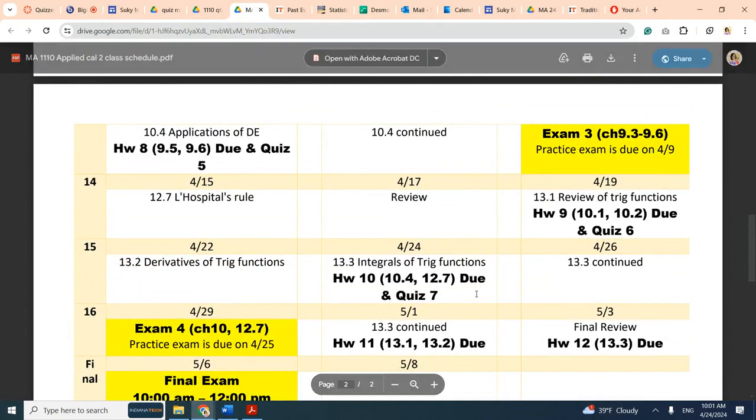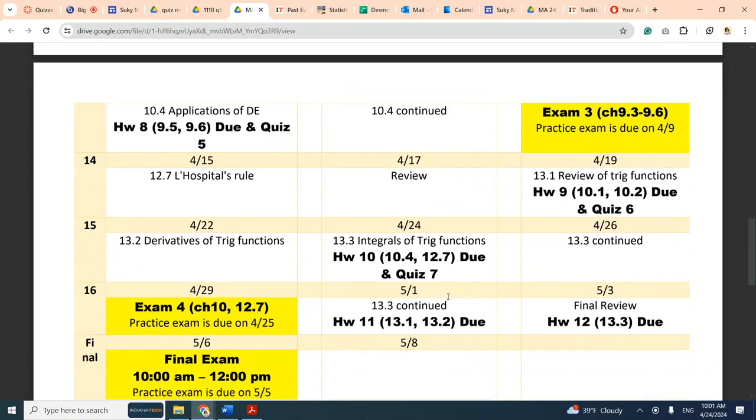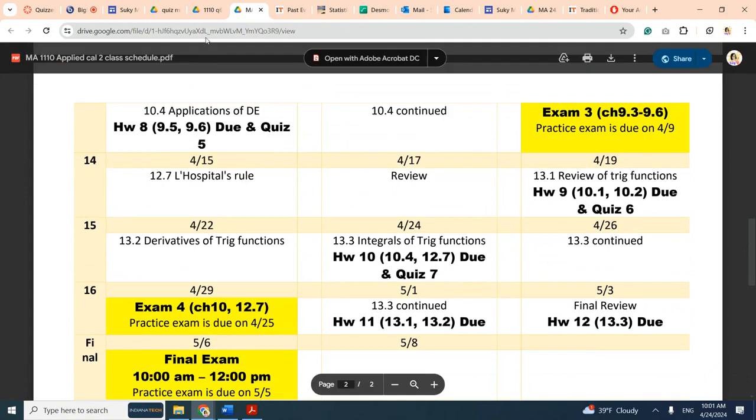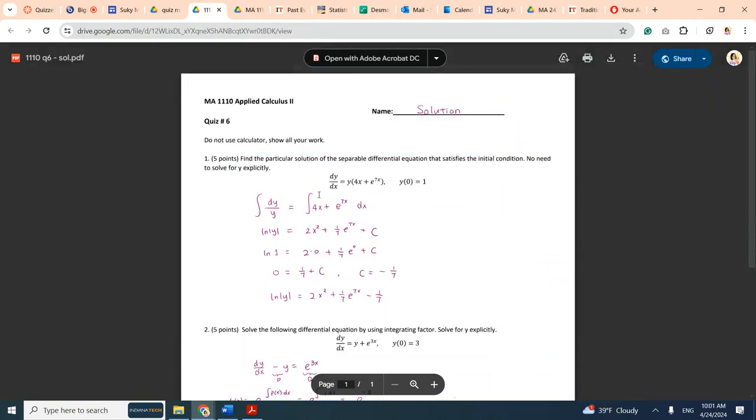So today you're going to have homework about 10.4 and 12.7, and you also have quiz 7. So don't forget to take the quiz. And I have already graded quiz 6. Let's take a look at quiz 6.